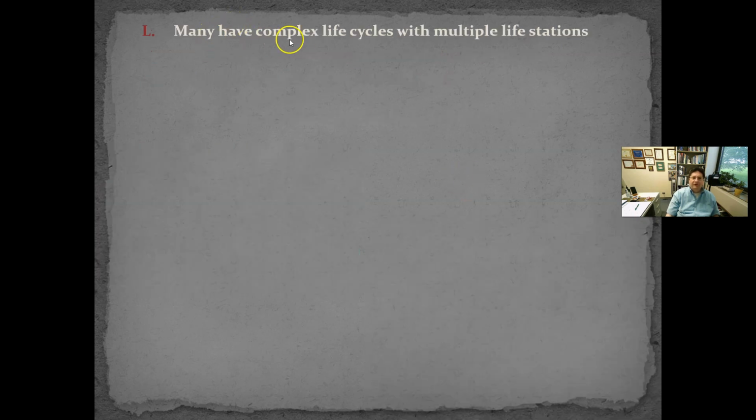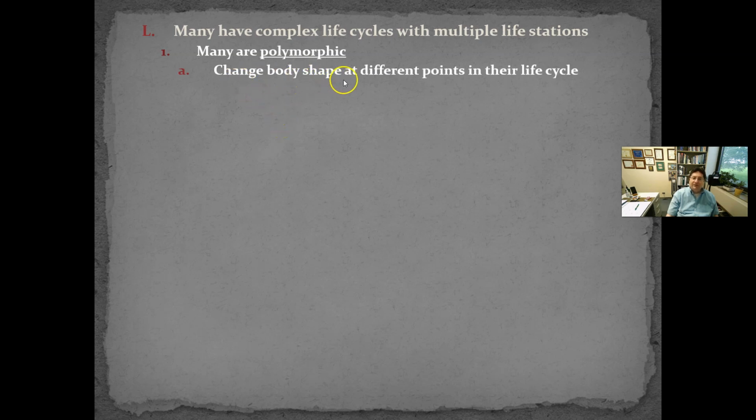Also, many protozoans have very complex life cycles with multiple life stages, or particular time periods in their life that are different from all the other time periods. All right? Because of this complex life cycle, many of them are polymorphic, which means they can change their body shape at different points in their life cycle. So early on in their life, they may look like one shape, and then later in life, they may look like something completely different. So they're polymorphic, more than one body shape or form.